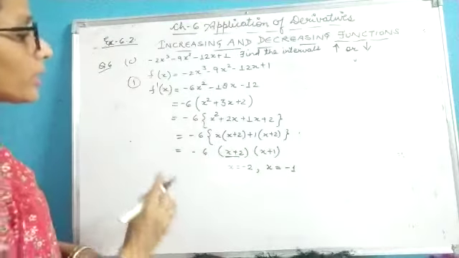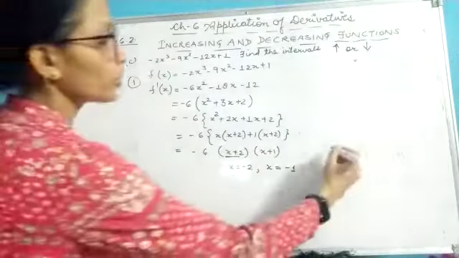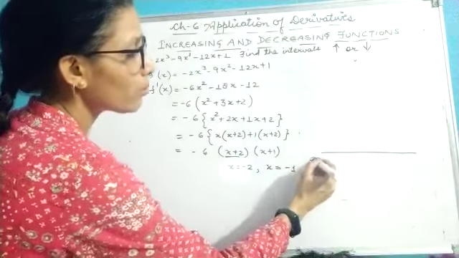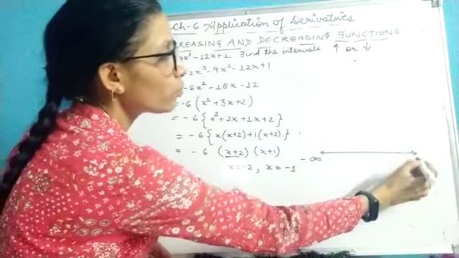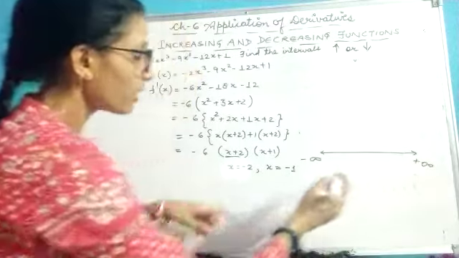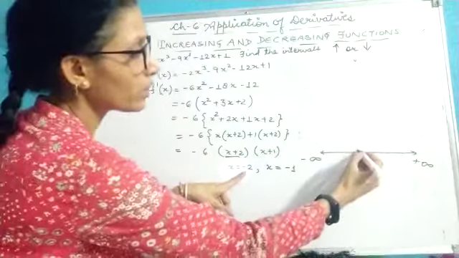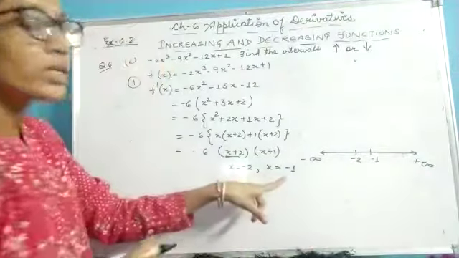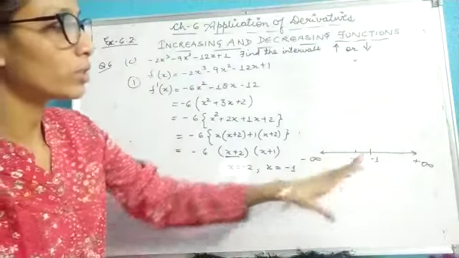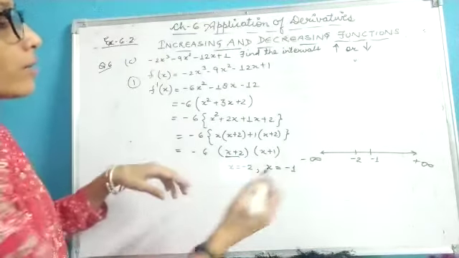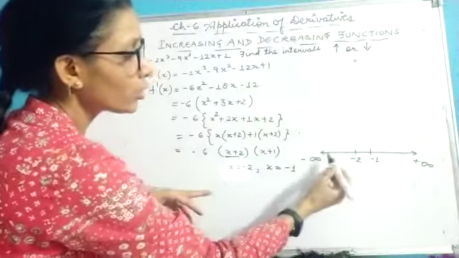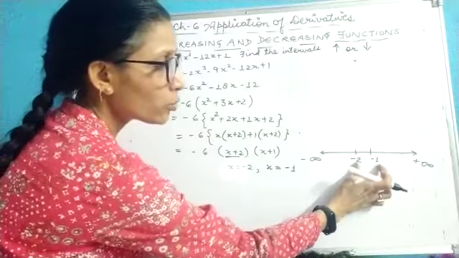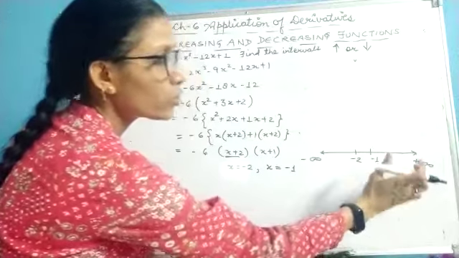Now secondly, I will be plotting it on the number line and I'll check it. So here this is your minus infinity to positive infinity. We have minus 2 and minus 1. So let's suppose minus 2 is here and minus 1 is here. Whatever critical points you are getting, you have to plot them on the number line. Now children, when you have plotted this, you have got the intervals from minus infinity to minus 2, minus 2 to minus 1 and minus 1 to infinity.